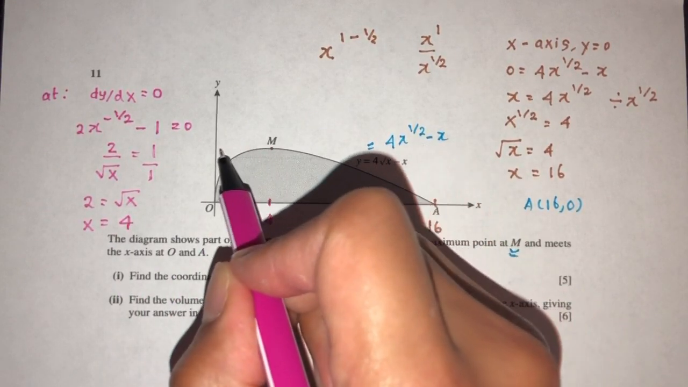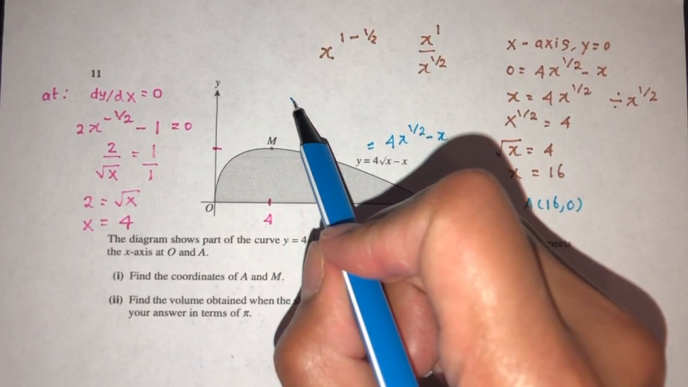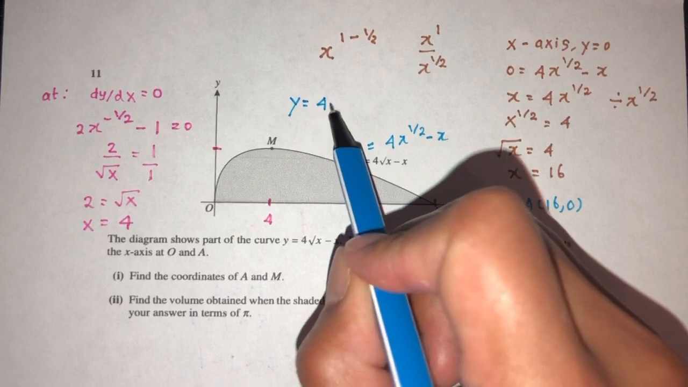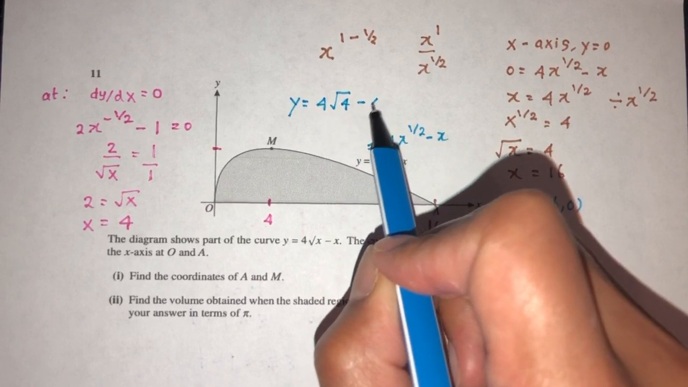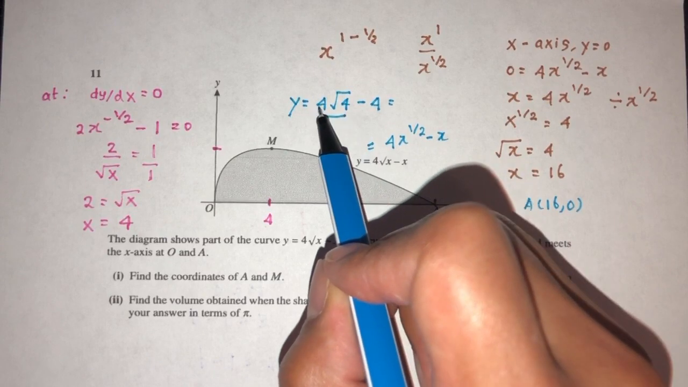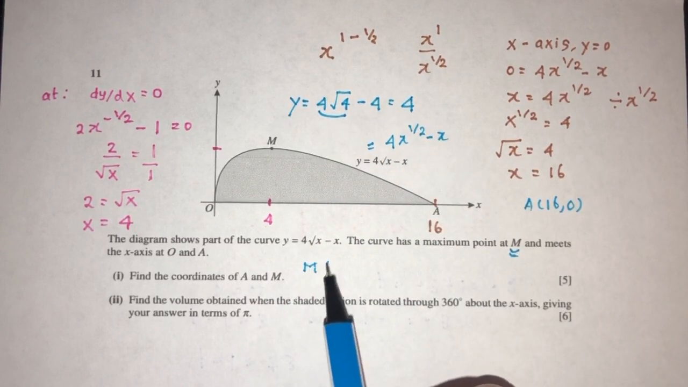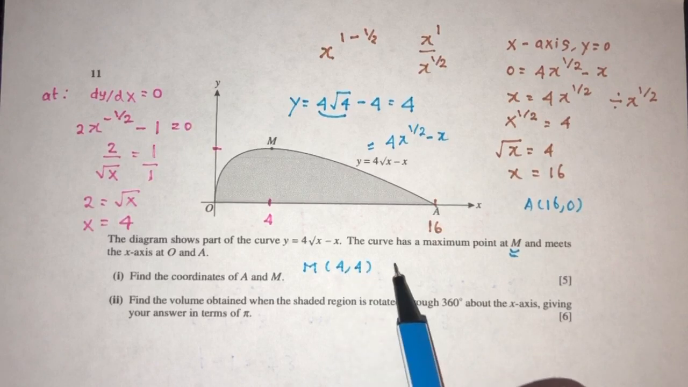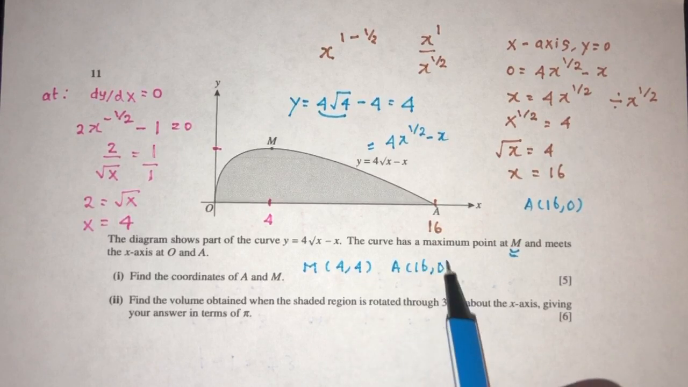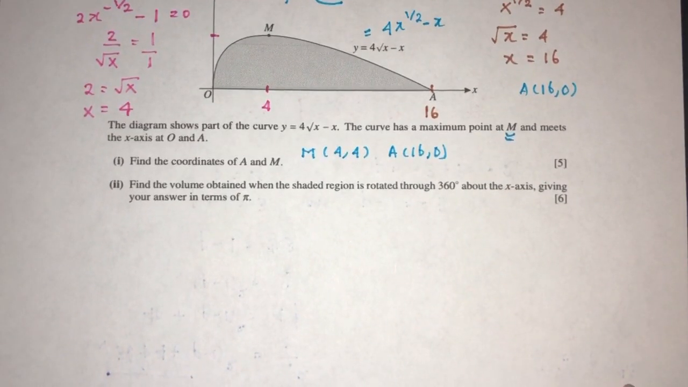Let's find the corresponding value of y by replacing 4 in the main equation. So y will be 4 root of x minus x. That should be 8 because root of 4 is 2. 2 times 4 is 8 minus 4 is 4. So M is 4 and 4. A will be 16, 0. Now let's move on to part 2 of the question.